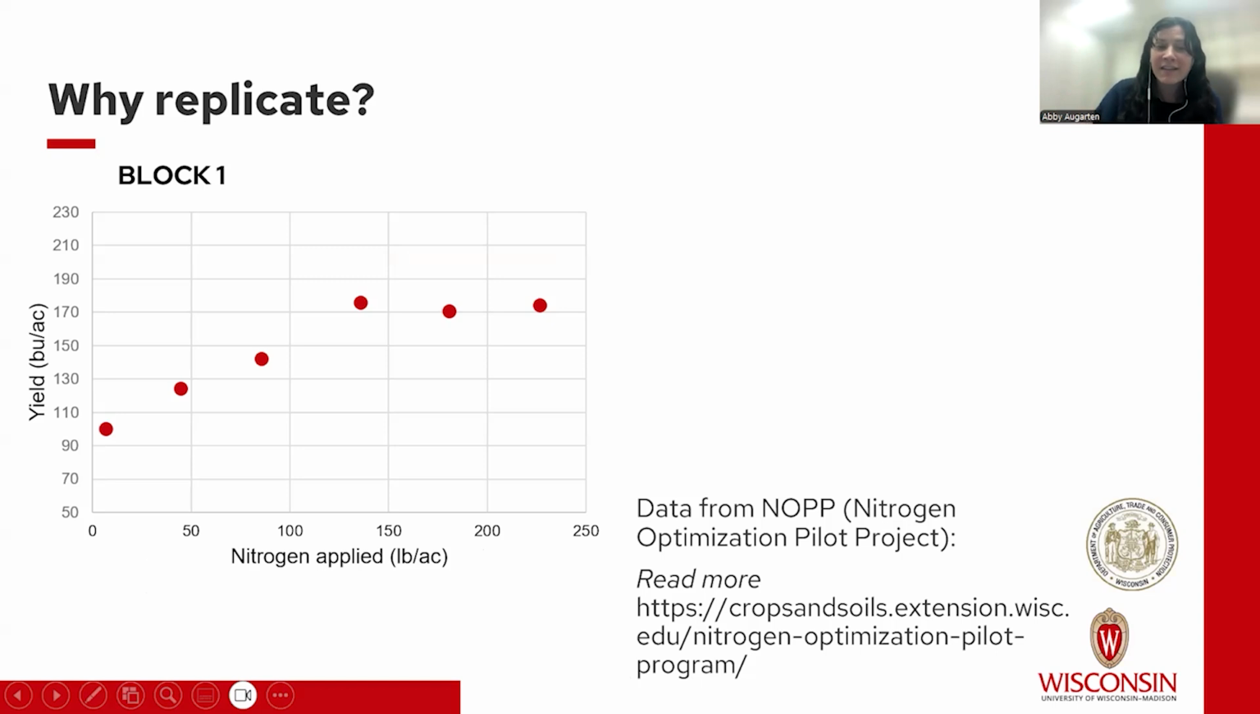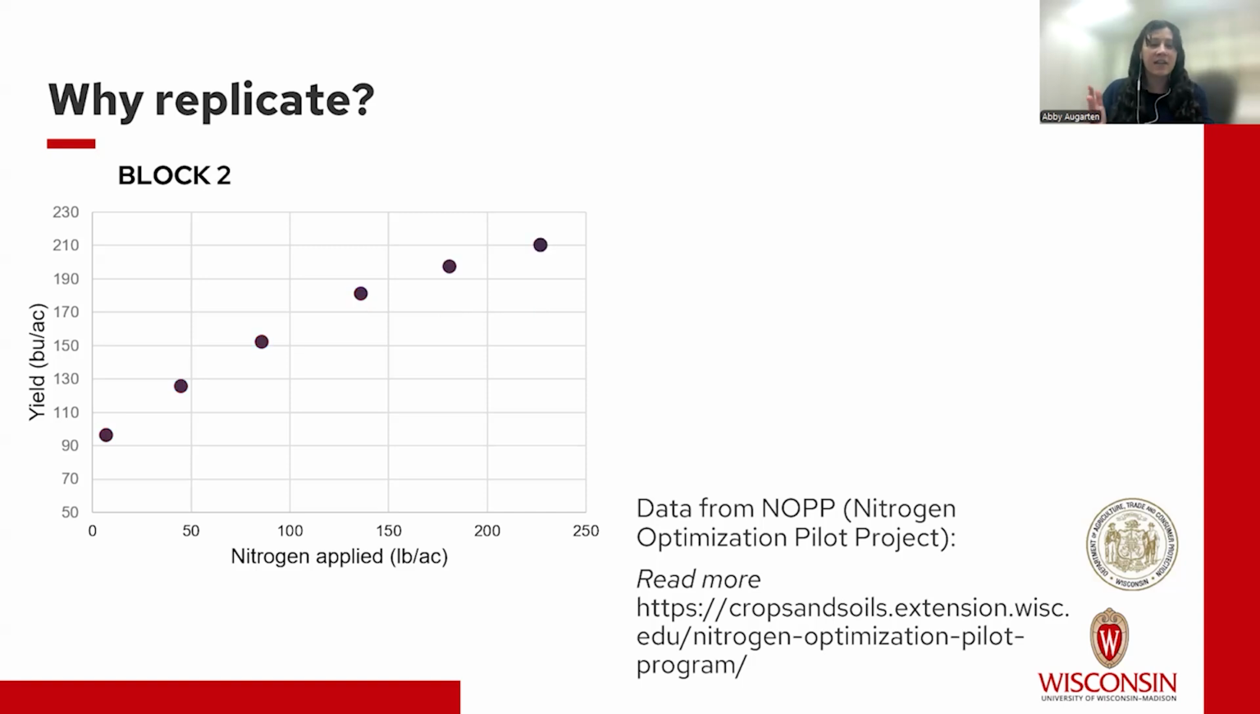If I were looking at this data, I'd see that we hit our max yield at around 140 pounds of N per acre, and then we have a plateau. At those higher rates, we're putting on more nitrogen but not getting any yield benefit, which means that's going to hurt economically and environmentally.